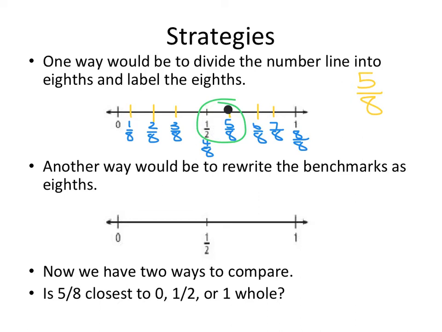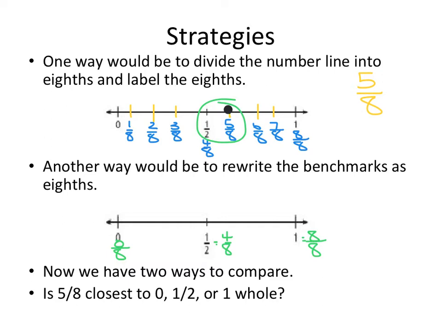Another way would be to rewrite the benchmarks as eighths. Without actually splitting the number line into 8 equal size pieces, I could just rewrite 0, 1/2, and 1 whole as fractions out of 8. 0 would be the same thing as 0/8 because I have none of them. 1/2 is equal to 4/8 because 4 is exactly half of 8. And 1 whole is 8/8. Any whole number is just a fraction written with the same numerator and denominator.